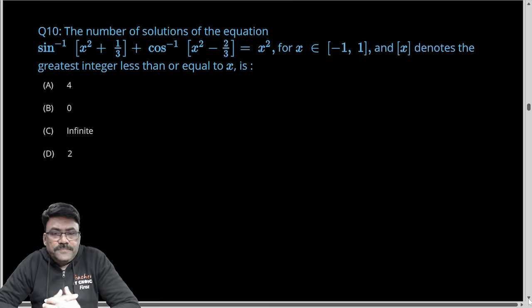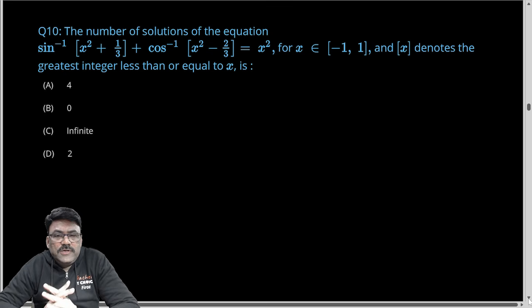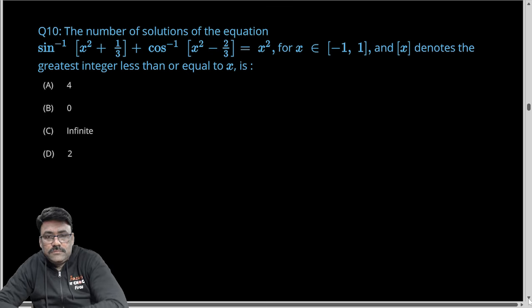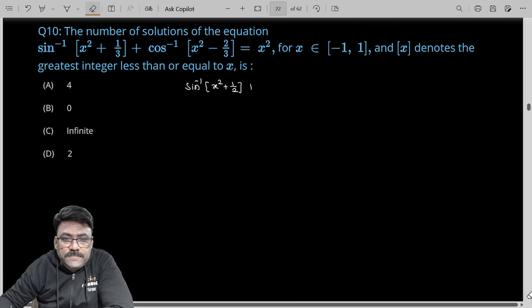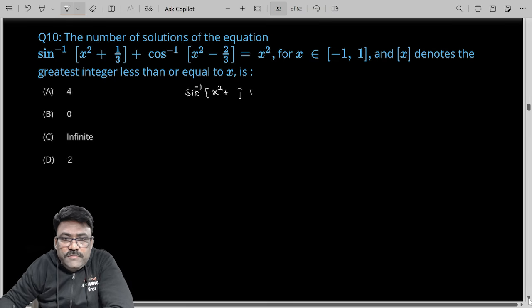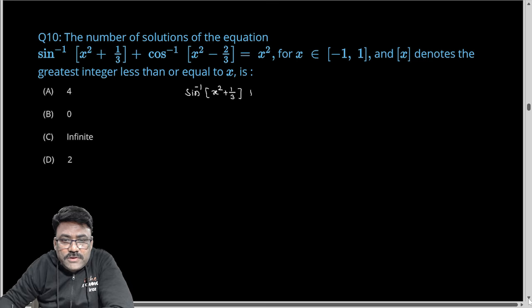Okay, see this question. This is from ITF and GIF, both involve inverse trigonometric function and greatest integer function. They are asking the number of solutions of this equation in the interval -1 to 1. So see, let me rewrite it. It can be written as sine inverse of the integral part of x square plus, it's not half, it's 1/3 actually. Sine inverse of the integral part of x square plus 1/3.